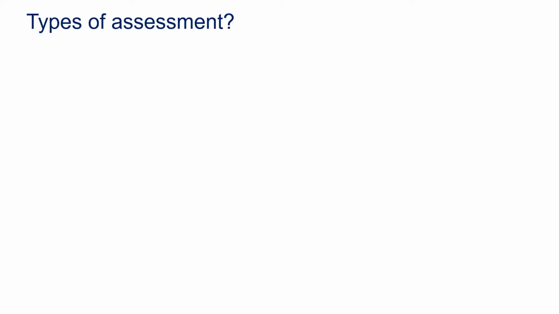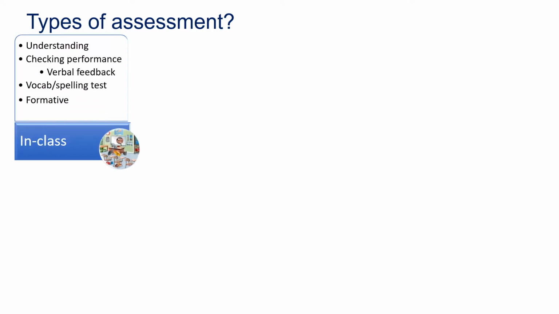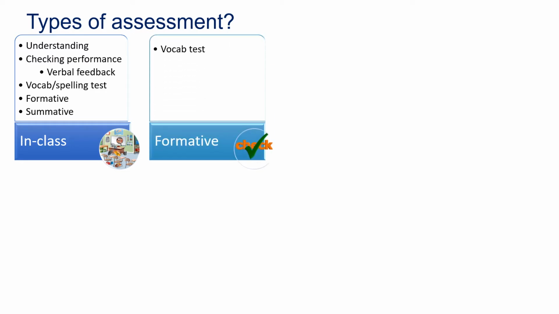We assess students on a number of occasions using various types of assessment. In class, we gauge students' understanding by checking performance, may give formative assessment such as a vocab test, or may give summative assessment in class. Within the formative assessment, we may gauge students' progress through various tests, quizzes, homework, presentations, and give feedback for further progress.